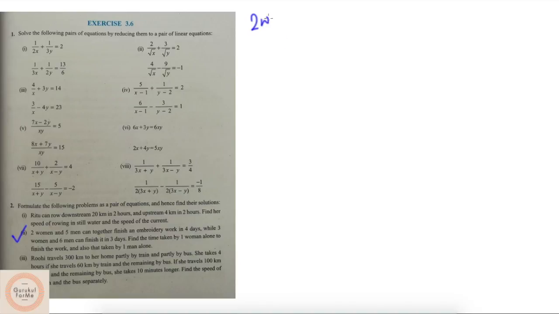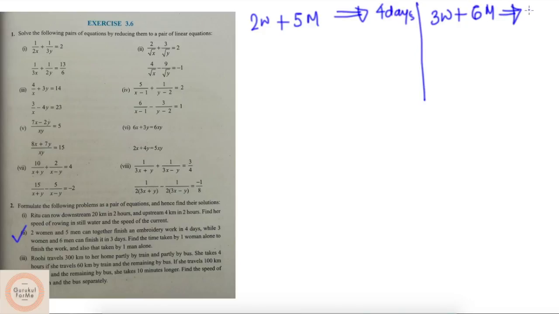It says 2 women and 5 men can do a work in 4 days. Alternatively, it says 3 women and 6 men can do the same work in 3 days. It's embroidery, so some artistic work. Can I say that 2 women and 5 men, in 1 day, can do 1/4 of the work? In 1 day, they can finish 1/4 of the work, right?